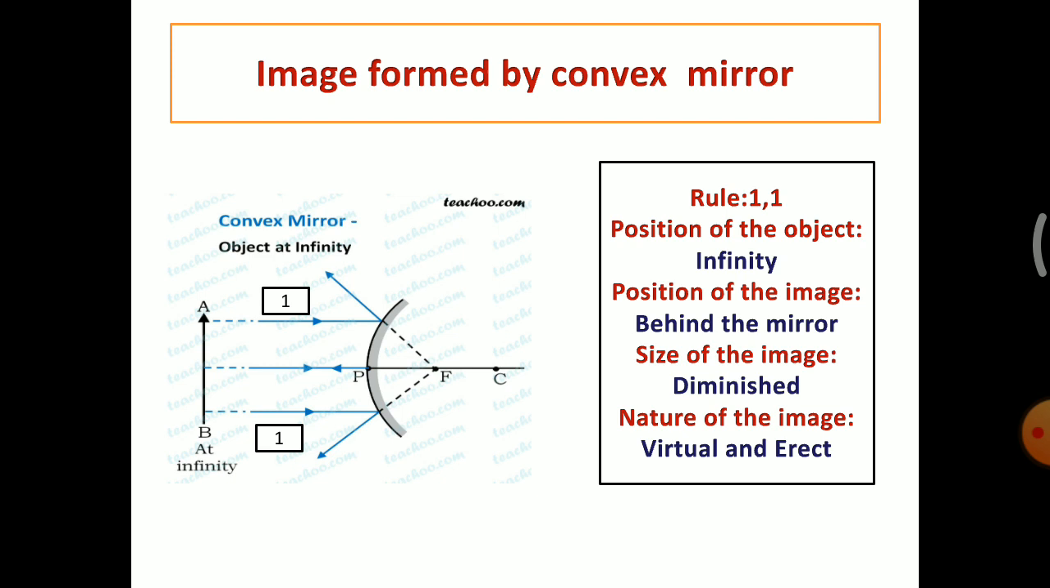So where is the image formed? The image is formed at the focus. So the position of the object is infinity. The position of the image is behind the mirror. The size of the image: comparing to the size of the object, the image size is very small, point sized. So I wrote diminished. The nature of the image is virtual and erect. The convex mirror always forms virtual and erect images.